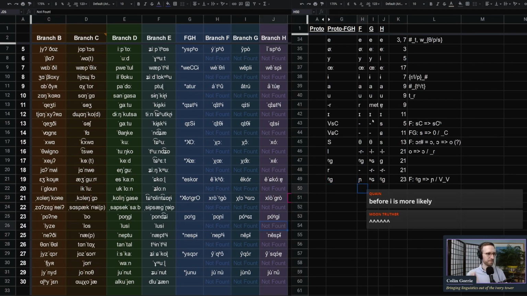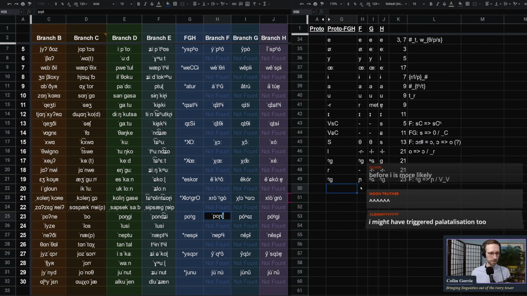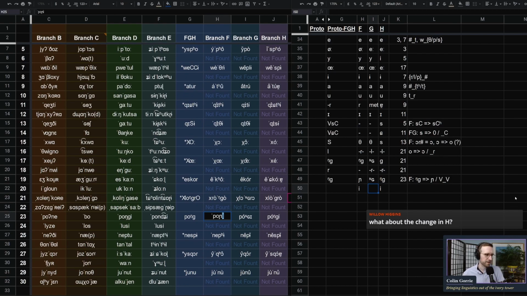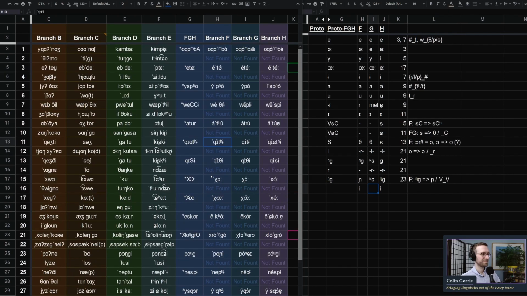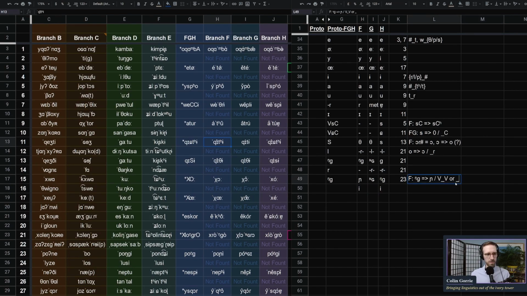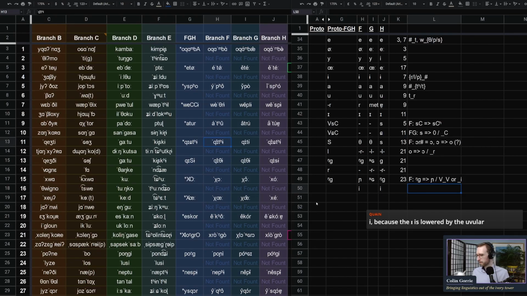And then we have an E or an I. It's true that E could have triggered the palatalization, but it doesn't do so anywhere else. Oh, or does it? Do we even have any instances of it anywhere else? We have I, and it seems perfectly happy with uvulars in front of it. Yeah, it's possible that that's also the case. Quain, that's right. That makes a lot of sense. So E is being lowered to I by the uvular.